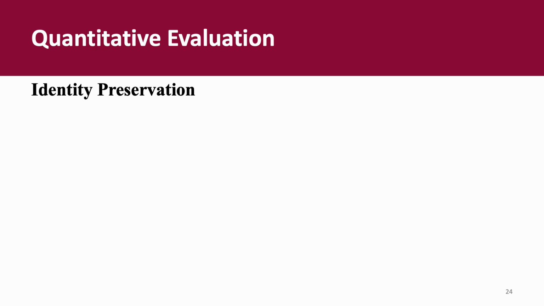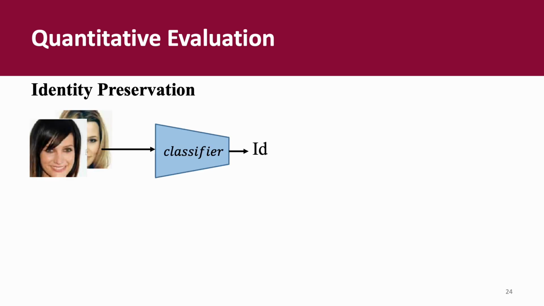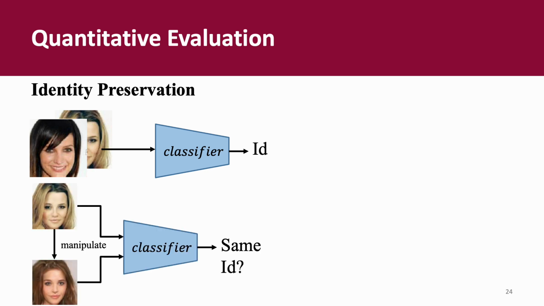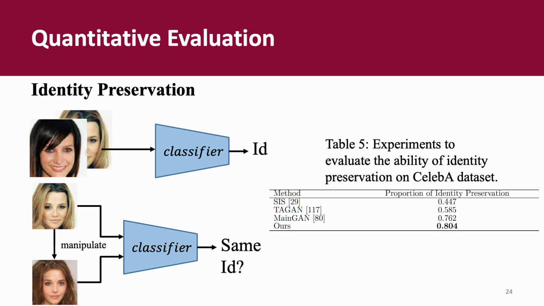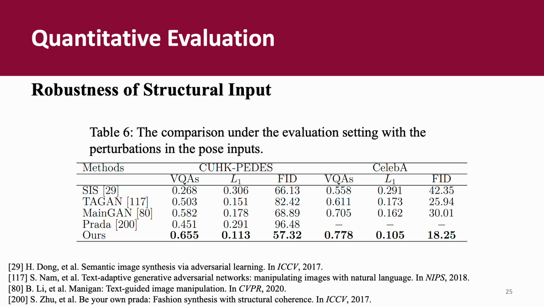And since data like faces have identity information, we need to consider the ability of identity preserving. To this end, we first train a classifier on the dataset with the real images to classify identity information such as face ID, and then we test on the manipulated images whether the output identity of this classifier will change before and after manipulation. The result shows that our framework can effectively preserve the identity information during image manipulation.